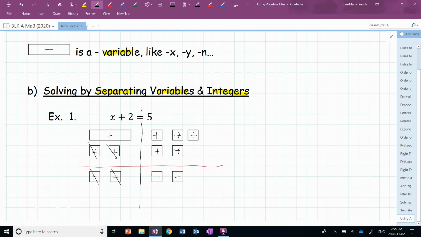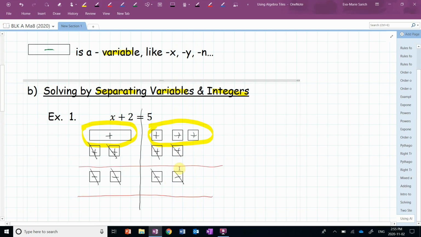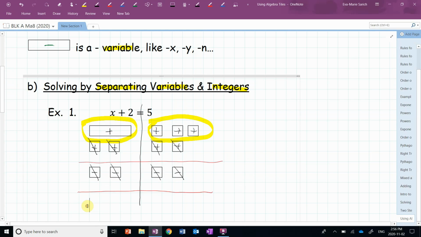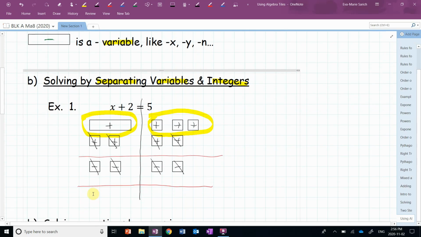That keeps it equal on the left and the right side. Now, what do we have? We've got a positive and a negative that will become a zero. We've got another positive and a negative that will become a zero. And so now what is left? What is left is one variable and three positive integers. So that's our solution. At the end of this, we're going to draw what our solution is. So our solution is one variable, which I'm going to put down here.